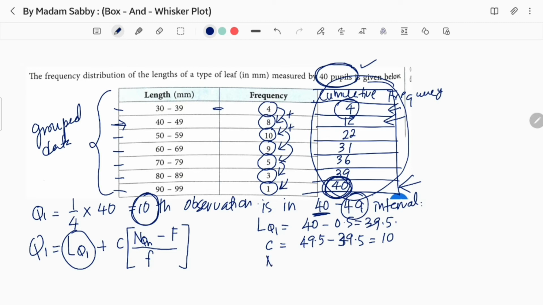Okay, so N Q1 is the observation based on the quartile. Our number of observations for this one is 10. F is the cumulative frequency of the class before the class interval 40 to 49, which is the class interval for your first quartile. Previously the cumulative frequency is 4, so this is 4. And the small f here stands for the frequency of the respective class interval for your quartile. The first quartile is at 40 to 49 and the frequency is 8. So your small f is 8.